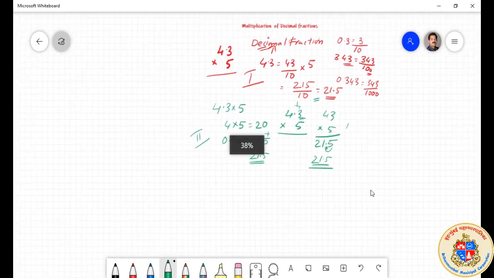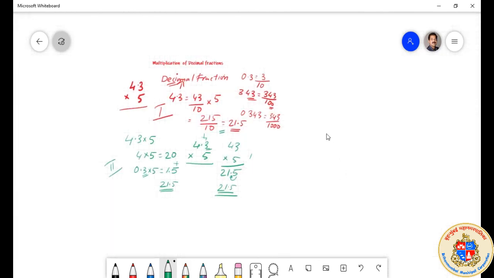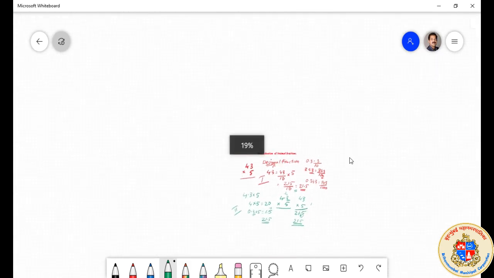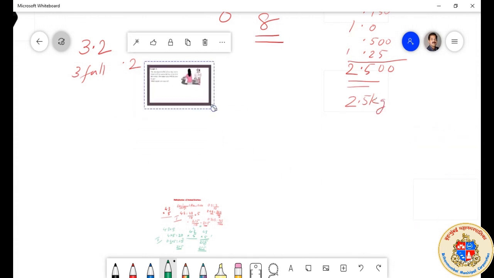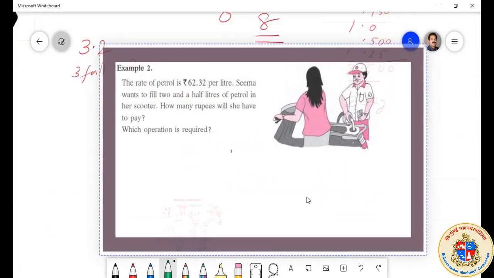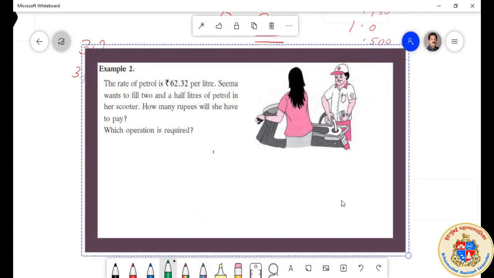Okay, I had taken a picture for you. I am searching for it. Where is that picture from your textbook? Yes, here is a picture. Let me show you that picture. What is this picture talking about? The rate of petrol is 62 rupees 32 paise per liter. 62.32 rupees में बोले तो. Seema wants to fill 2.5 liters of petrol in her scooter. How many rupees will she have to pay?